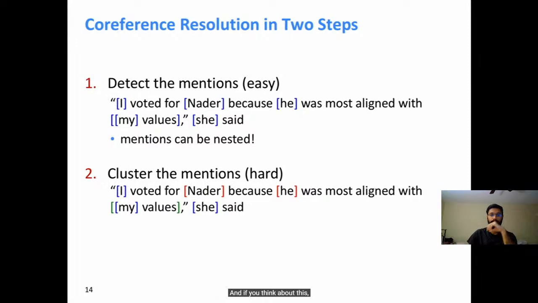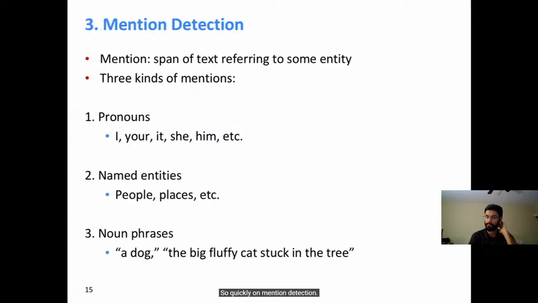And if you think about this, coreference is essentially a clustering task, because if you do the first task, you have a set of mentions, and then you want to be saying, well, how can I group these into clusters that have the same reference? And so that's what we're going to look at more at doing. So quickly on mention detection.